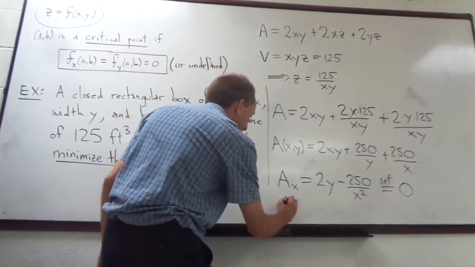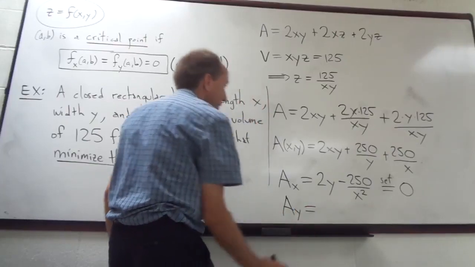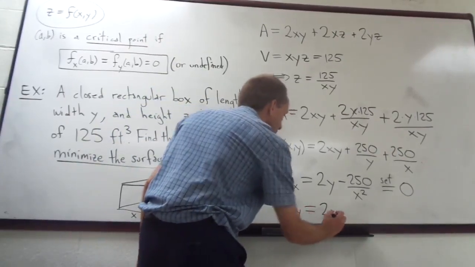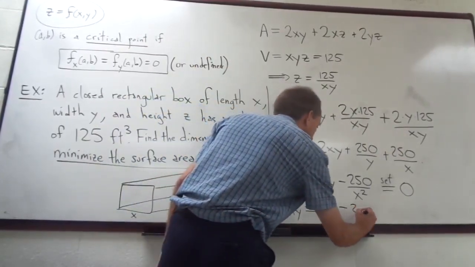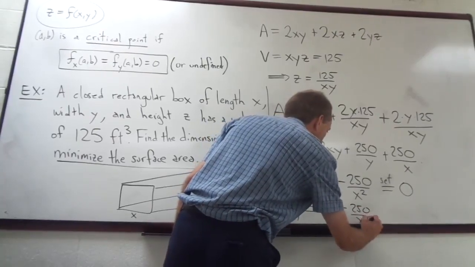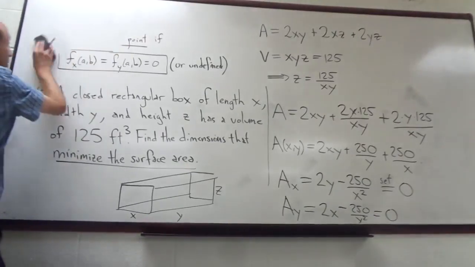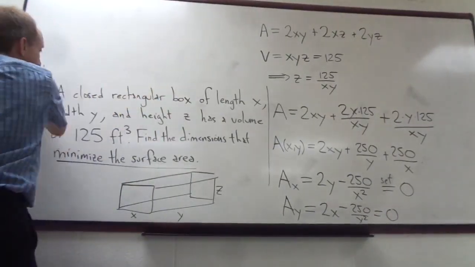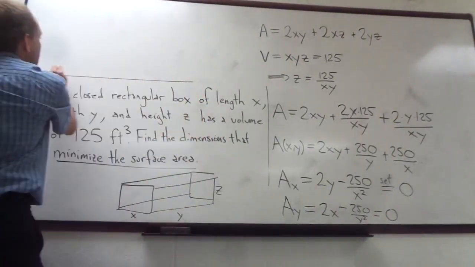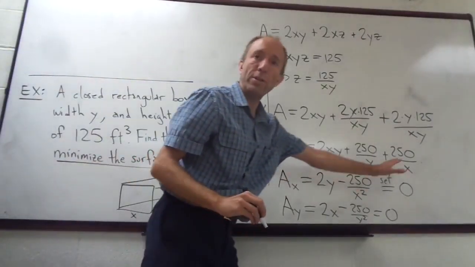Let me find my other partial derivative though first, a sub y. That's going to be 2x minus 250 over y squared. And again, I'm going to be setting that equal to 0. All right, with that in mind, I now can come back and solve these equations.